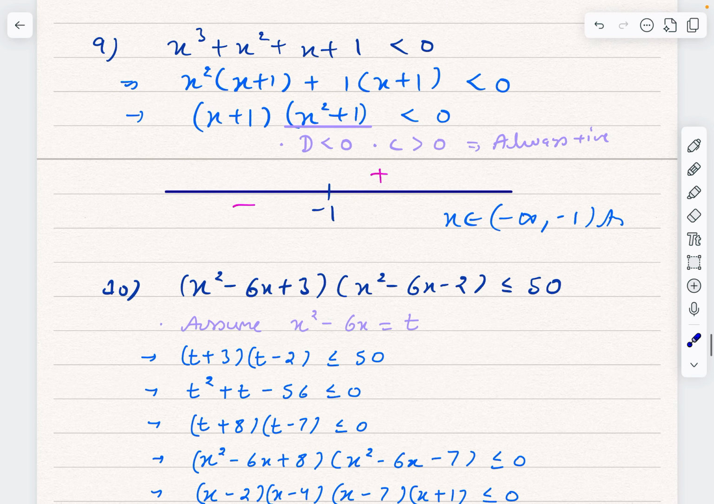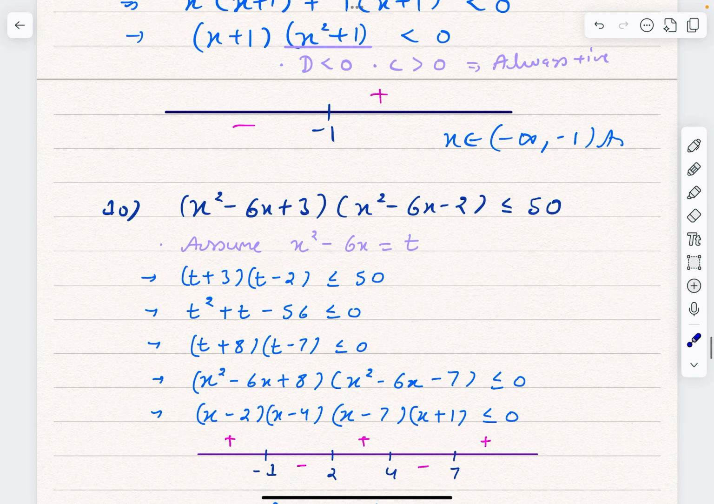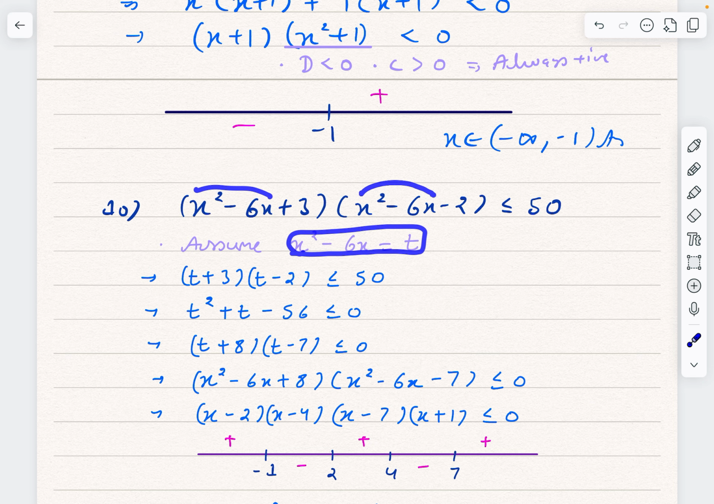In the 10th problem, it's a very good question, but we can solve it easily. We have (x square minus 6x plus 3) into (x square minus 6x minus 2) less than or equal to 50. There is no direct way here right now because the right side used to be 0, but now it is 50. We can use the wavy curve only when the right side is 0. So we have to make the right side 0. And how can we do it effectively? By seeing this x square minus 6x as t. You see x square minus 6x, here also x square minus 6x. So just for the time being, I will take it as t. It will help us simplify easily.